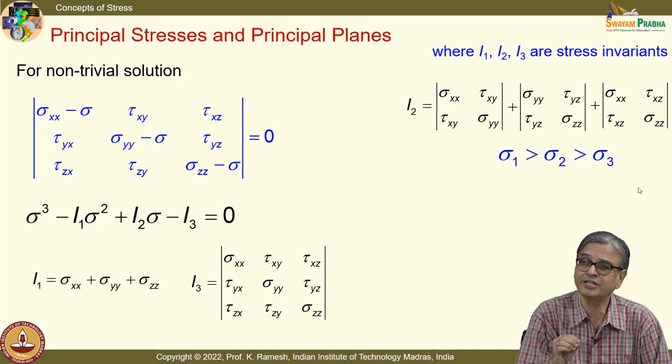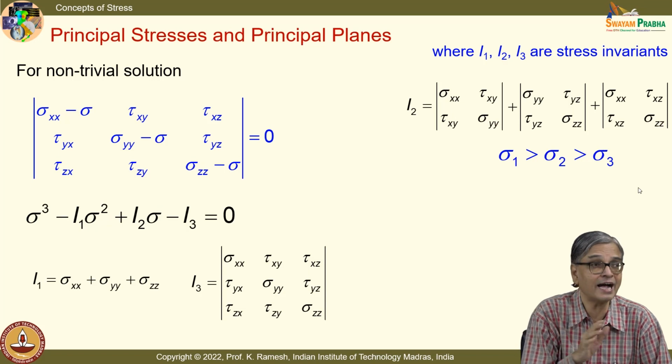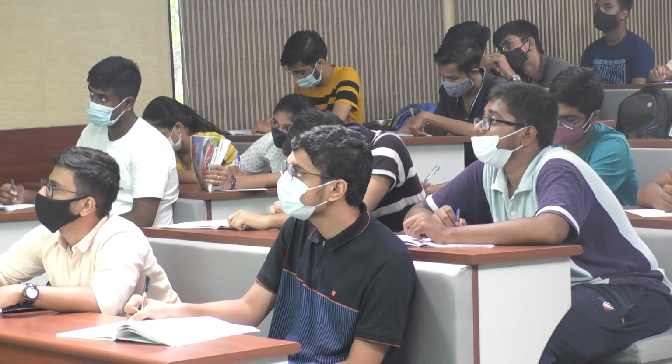There is a convention in how to label sigma 1, sigma 2, sigma 3. It is not that arbitrarily, whatever roots you get, you label them sigma 1, sigma 2, sigma 3. You have to arrange them in an algebraic manner, and only then label them as sigma 1, sigma 2, sigma 3. Is the idea clear?